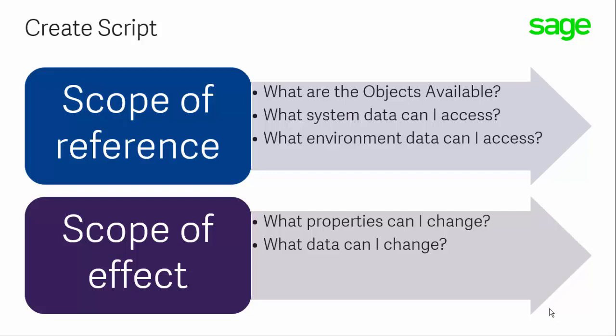The scope of effect is concerned with the action that the script can perform. So what can it change in both the field or the screen in which that script is run, and what data can it change within the system?